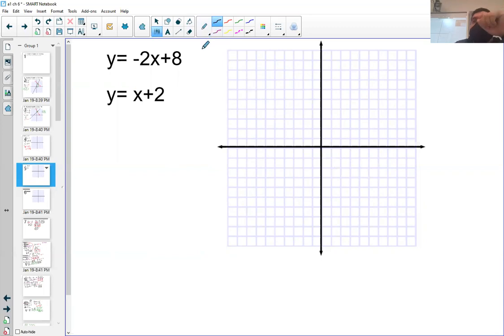Right or left? So one of them is negative. So you go down and right or up and left.